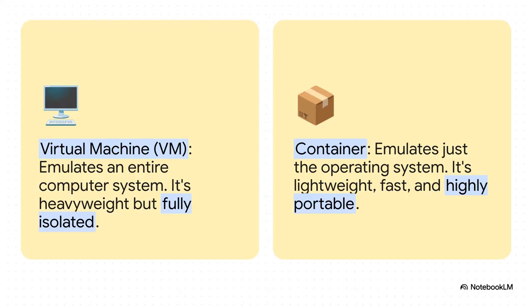And two really key pieces of tech here are virtual machines, or VMs, and containers. Now, they both let you run your code in its own little bubble, but they do it in different ways. A VM is like having an entire separate computer, hardware and all, running inside your main computer. It's powerful, but kind of heavy. A container, on the other hand, is way more lightweight. It's more like a perfectly packed box that just has the app and only what it needs to run. This makes it super fast and easy to move around.